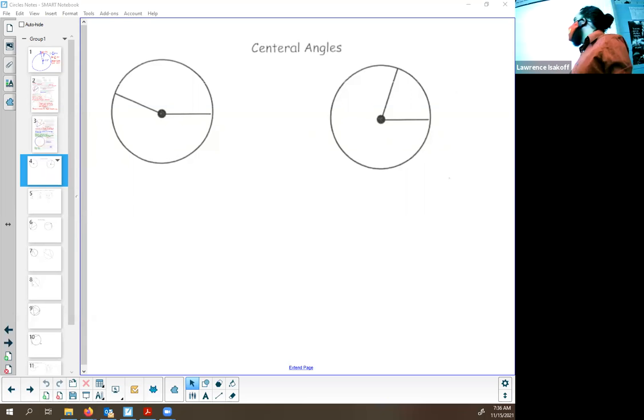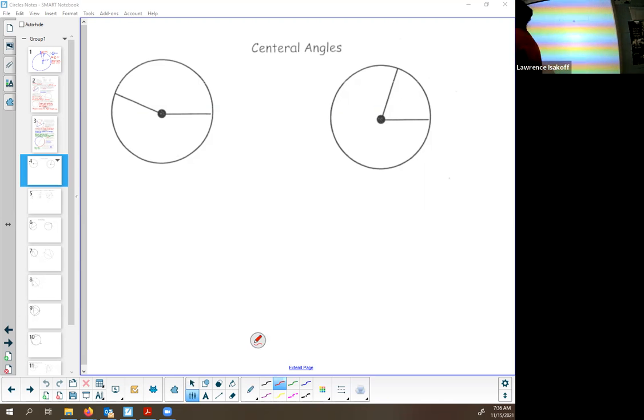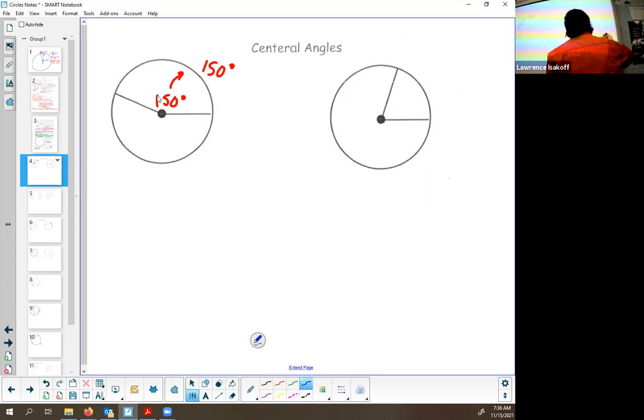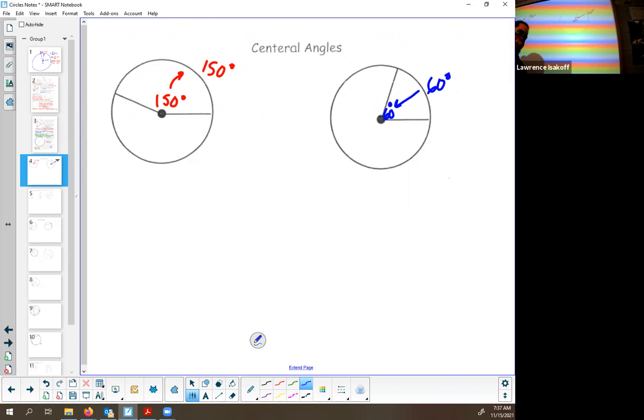Okay, so today's lesson is on central angles and the arcs they create. If I have a central angle, the angle and the arc are the same. If I told you this is 150 degrees, that means the arc is 150 degrees. If I told you this arc was, say, 60 degrees, that tells me the central angle associated with it is 60 degrees.